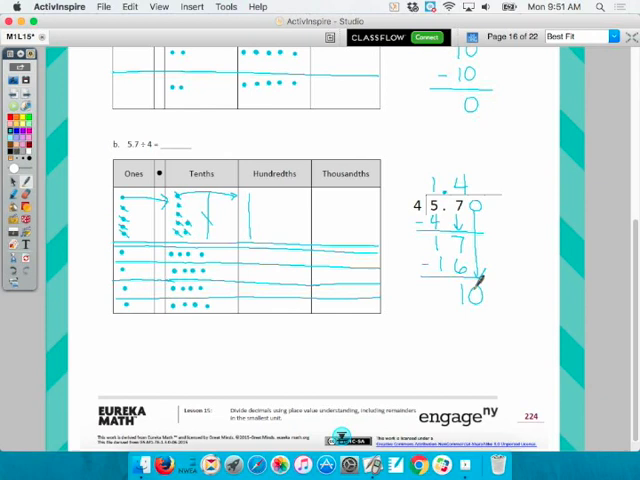What multiple of 4 is closest to 10 without going over? 8. So 4 times what equals 8? 2. How many will I regroup? 2. Because 10 minus 8 equals 2.